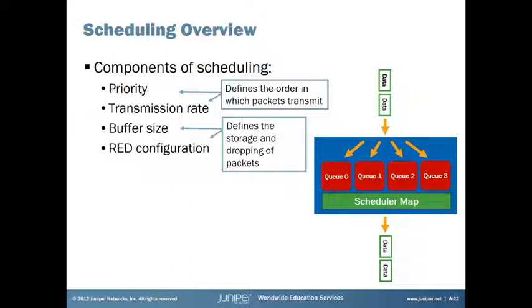So you can look at these first two here. Priority and transmission rate defines the order in which packets are transmitted, and then we've got buffer size defines storage and the dropping of packets in the case of congestion.